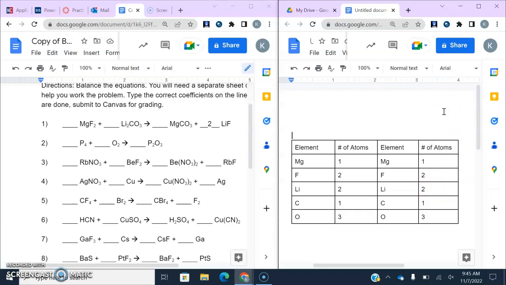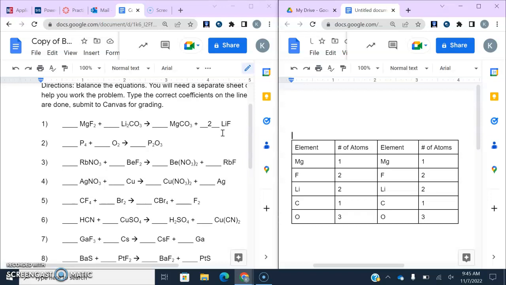And now this is a balanced equation. The magnesiums are equal, the fluorine is equal, the lithium is equal, the carbon and the oxygens, they all equal out. So the only thing we had to do for this first one was put a 2 in front of that lithium fluoride in our products, okay?